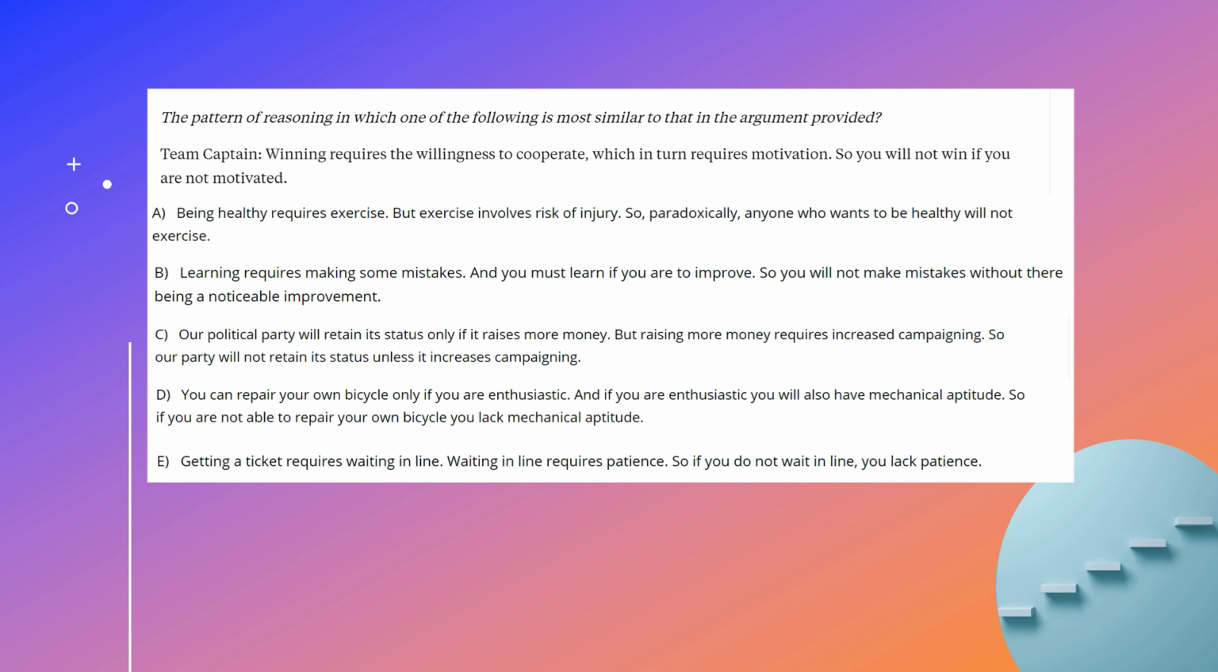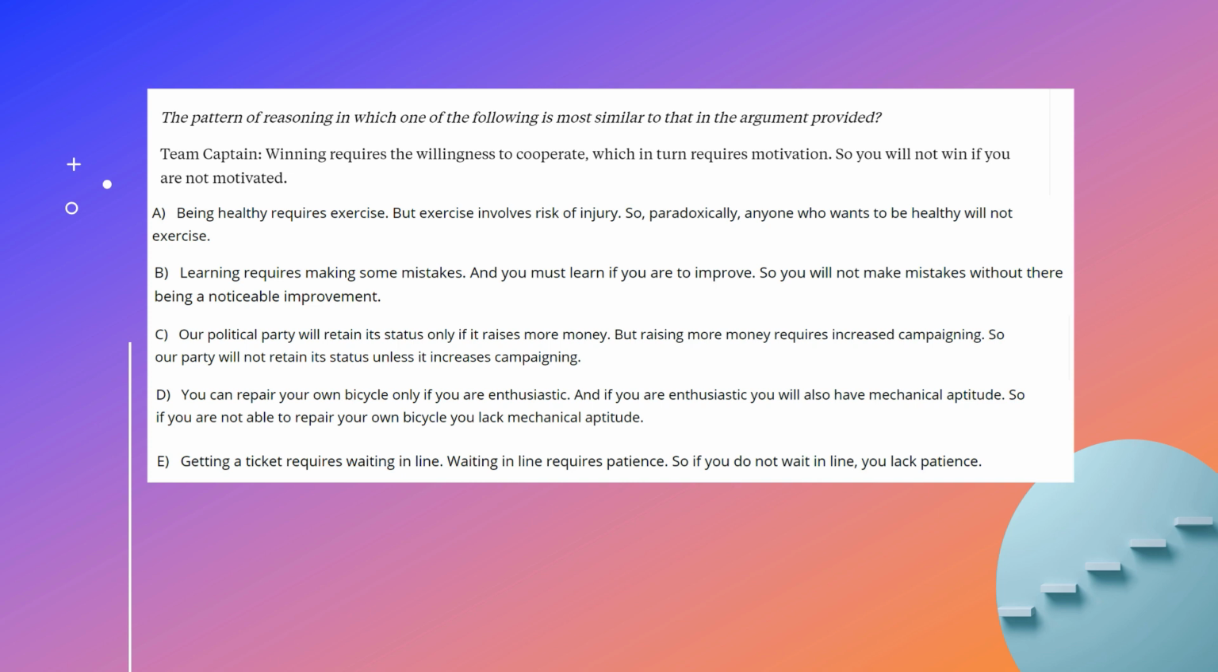What about the logic? The logic here is flawless. It gives us two conditions. We're only going to get this if we raise money, and the only way to raise money is to increase campaigning. Therefore, unless we increase campaigning, we're not going to get the objective, status. So that is flawless logic. So C is looking brilliant. It, broadly speaking, matches the pluses and minuses of the original, and also the logic is the same and in agreement, flawless. Let's quickly check the others.